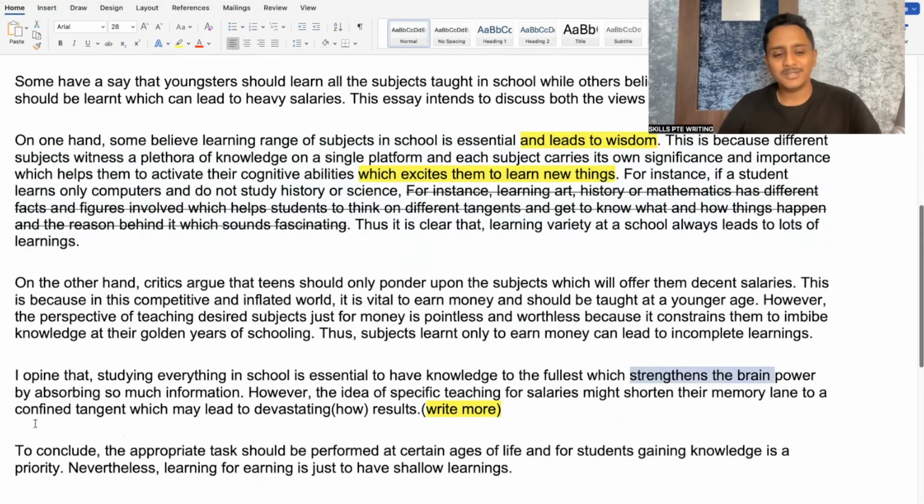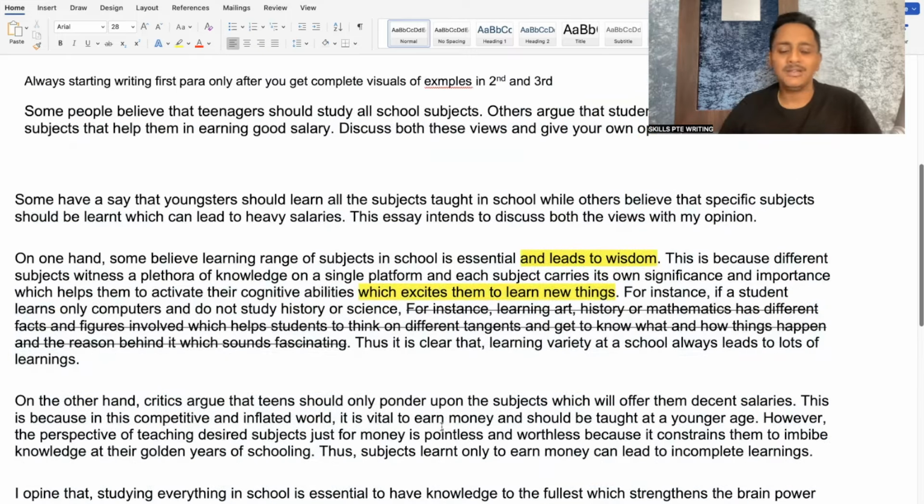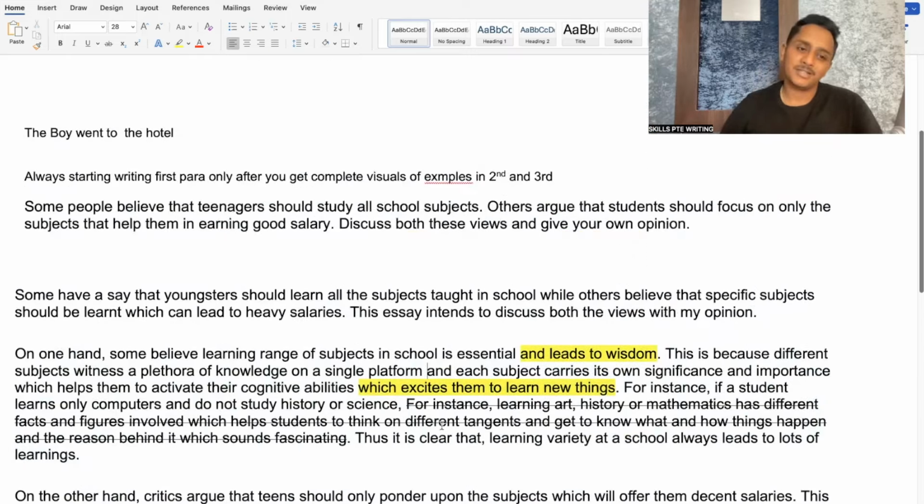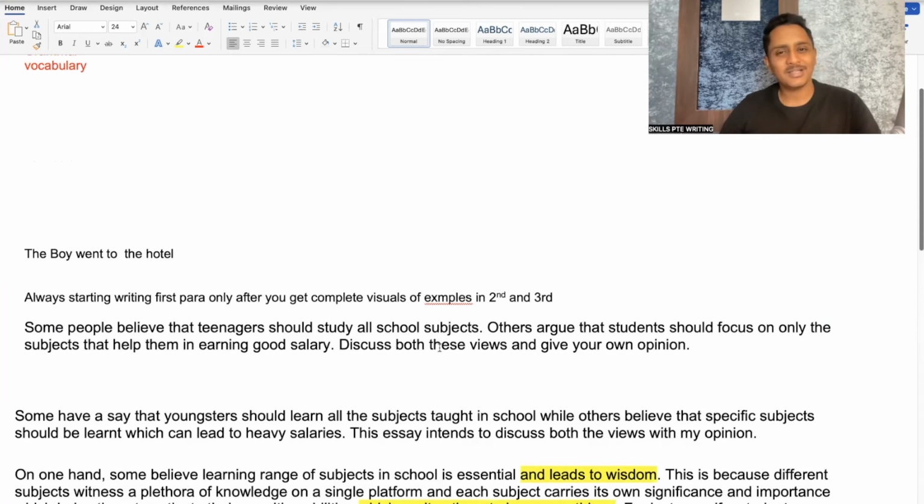Hope you're getting it. Otherwise, to conclude, the appropriate task should be performed at certain ages of life, and for students, gaining knowledge is a priority. Nevertheless, learning for learning's sake is just shallow. All good, everything is good grammatically, everything. But these are the problems. It's these two that make it 6.5. But you have the ability for 7. Trust me, you will get it in the exam. Just focus on these things consciously.